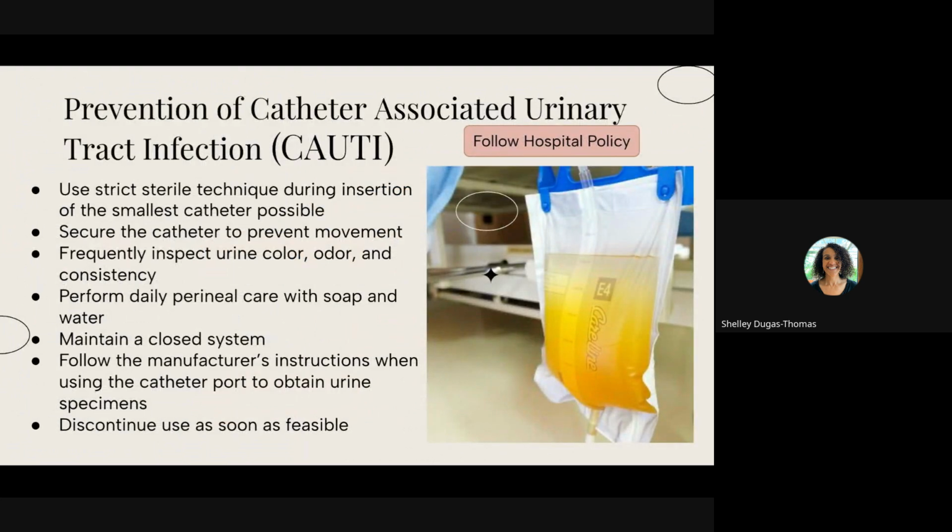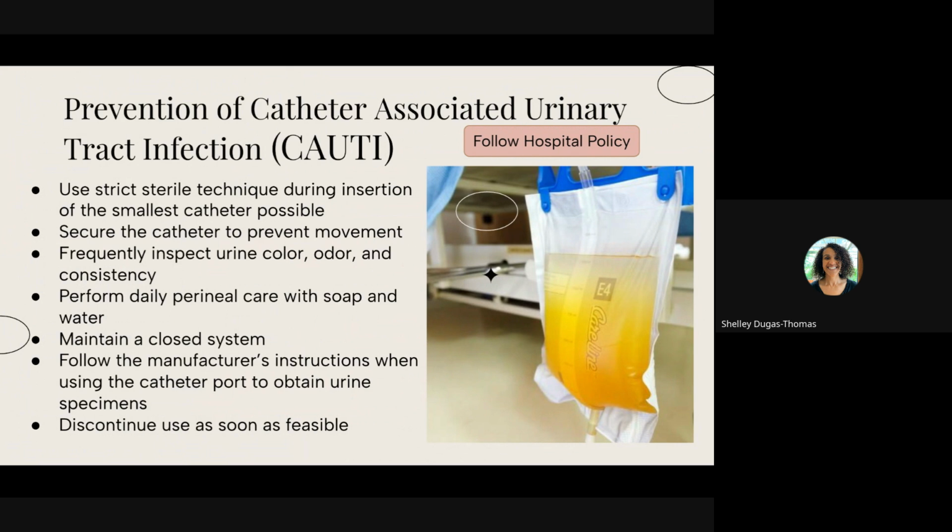CAUTI, which stands for catheter-associated urinary tract infection, is a problem in the hospitals. So these are some suggestions for nurses to follow. First, only use catheters when necessary, and you want to avoid prolonged catheter use. So you want to make sure you follow your hospital procedures on this.